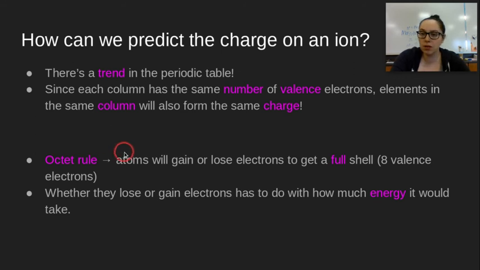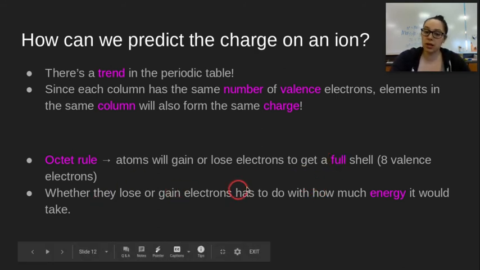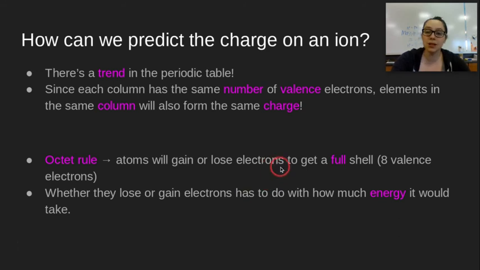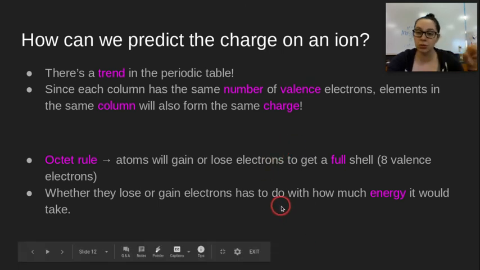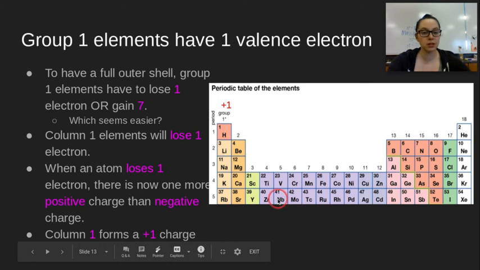We need to be reminded of our octet rule. Atoms will gain or lose electrons to get a full shell, which is 8 valence electrons. Whether they lose or gain electrons has to do with how much energy it would take. Okay, so let's move through the periodic table. You have pictures in your fill-in notes that have the periodic table next to every single column that we talk about. I want you to include the charge. So let's look at that.